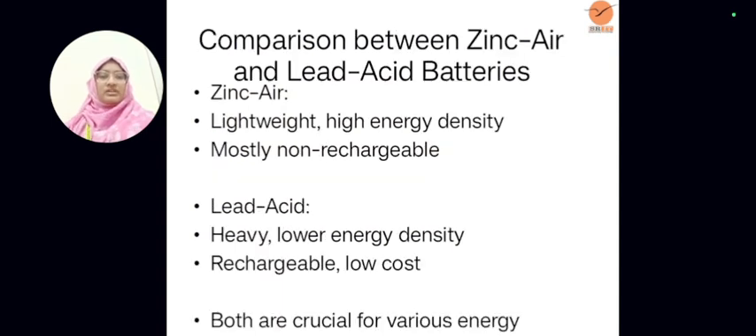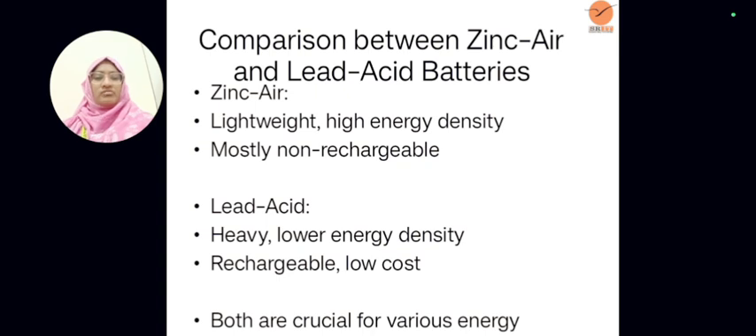Let us compare these two batteries, zinc air and lead acid batteries. Firstly, the zinc air battery is lightweight and lead acid battery is heavyweight. Zinc air is a high energy density battery, whereas the lead acid battery is low energy density. The zinc air battery is mostly non-rechargeable. That is, once we use it, it cannot be recharged. But the lead acid battery is rechargeable.